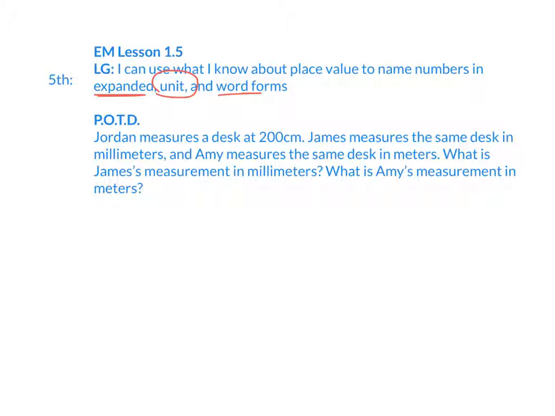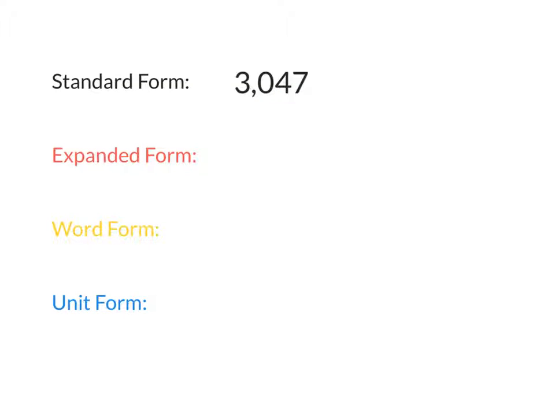Yes? Good. As we mentioned, we've learned four different forms, or there are four different ways we can express numbers. There's the standard form, which is the number written in numbers. There's the expanded form, which really places emphasis on the place value of each digit. Yes? There's word form, which is using words to say the number. And then there's something new today called unit form. Okay, so let's start with what we know. In your notebook, write down standard form, and then write the standard form of this number that you see.